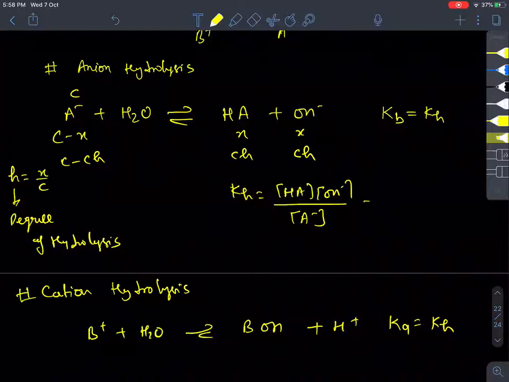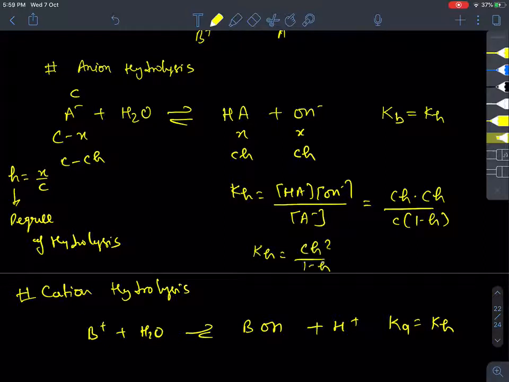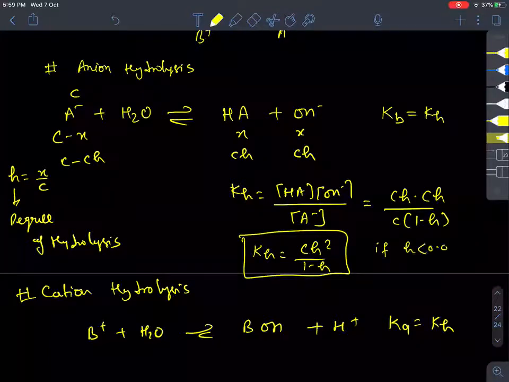So from here, if you start writing, it will be CH into CH upon C of 1 minus H. Can't you see? This equation is very similar to what we are doing from day one. So this is the equation generated. What you are supposed to do thereafter? Very simple. Again, the same thing. If H is less than 0.05, then 1 minus H will be approximately 1, and then simply solve it. Otherwise, you solve the quadratic equation.